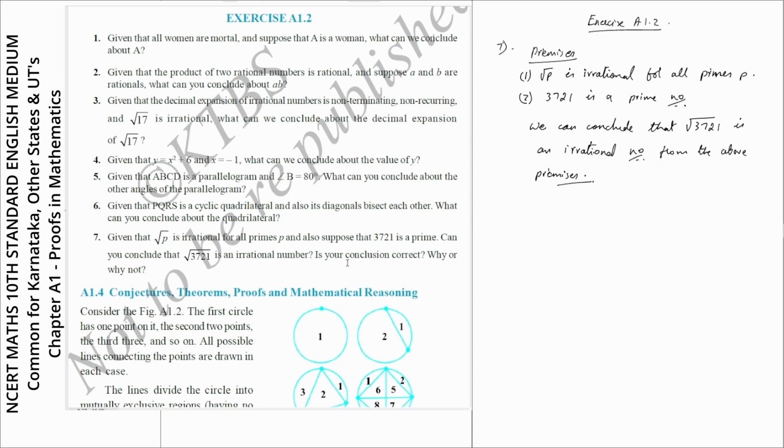We take that the square root of a prime number is an irrational number, and also 3721 is a prime number, and that's why we conclude that square root of 3721 is an irrational number. Now the question is still continuing. Is your conclusion correct? We don't know. Just going by the premises we concluded, but is it correct or not, they are asking. To check whether our conclusion is wrong or right, we should find the square root of 3721. So let us find it.